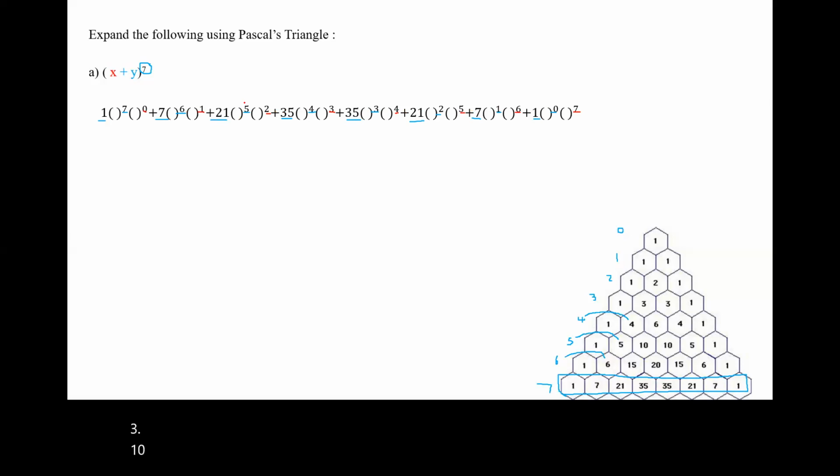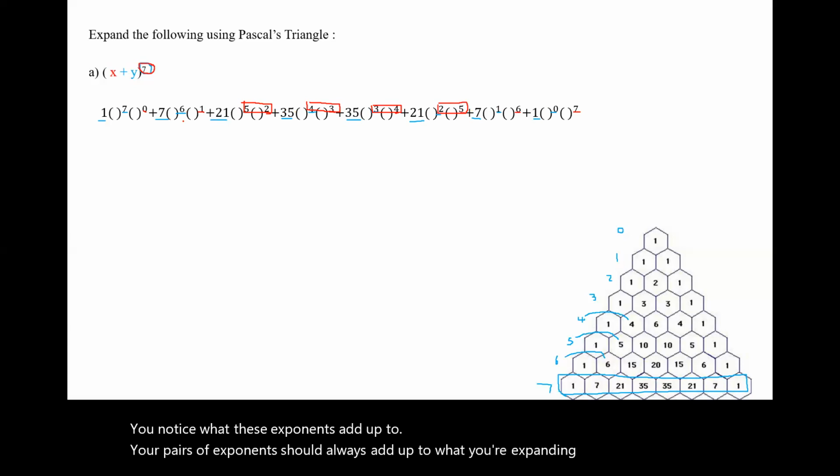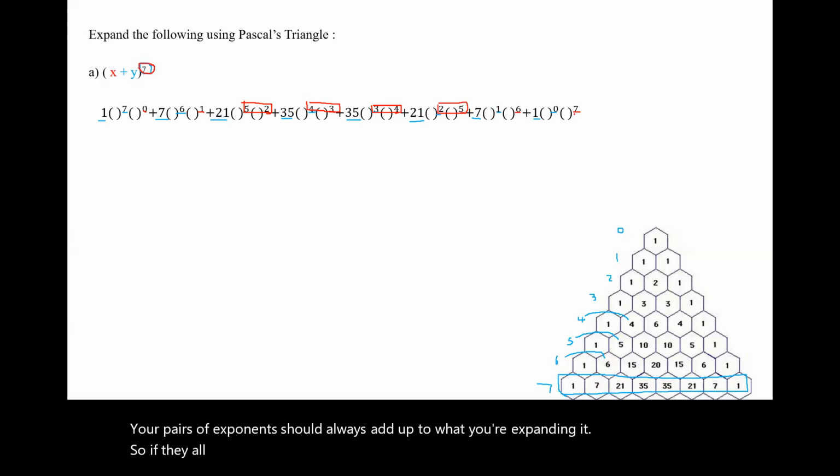If you'd like to check, you notice what these exponents add up to. Your pairs of exponents should always add up to what you're expanding it to. So if they all add up to 7, we know we're on the right track.